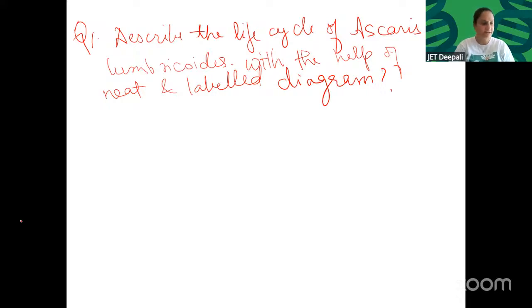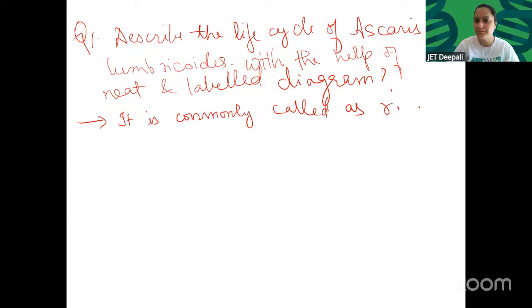Okay, so let's start the question. Ascaris lumbricoides is commonly called the roundworm. So what you will write? It is commonly called as roundworm. Why? Because their body from the posterior end is coiled. That is why they are called roundworm. They are parasites in our intestine, in our gut. We are the host and they reside in our gut.